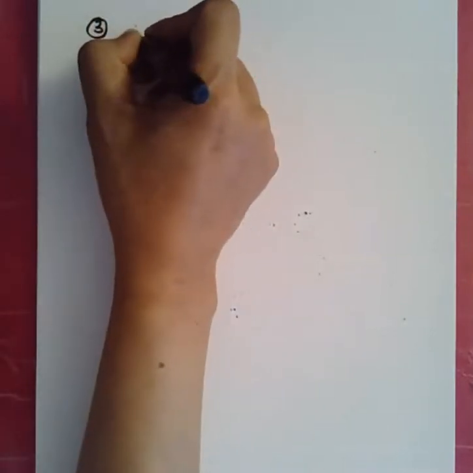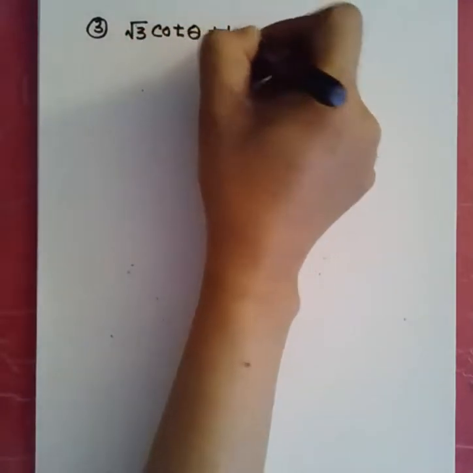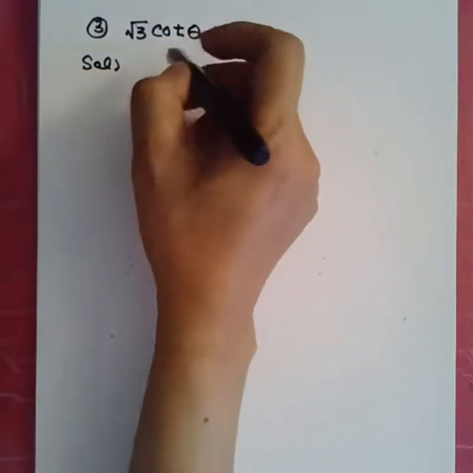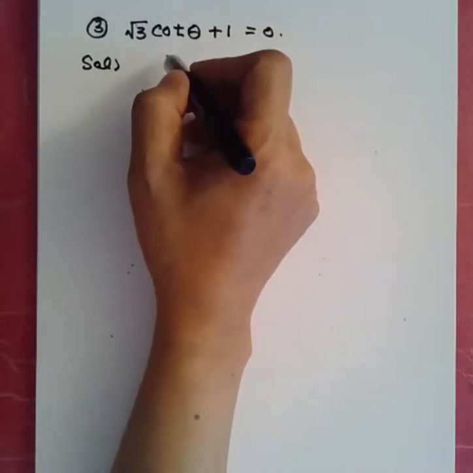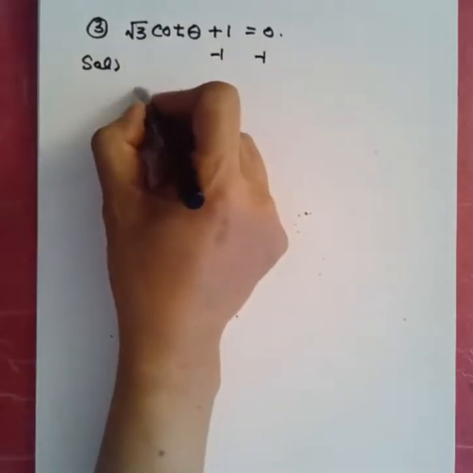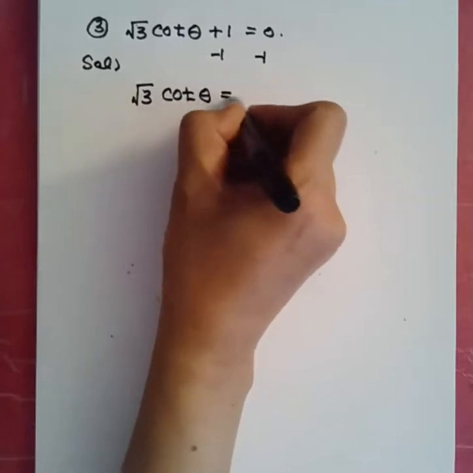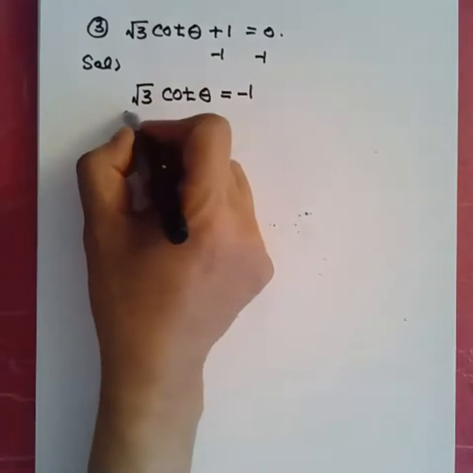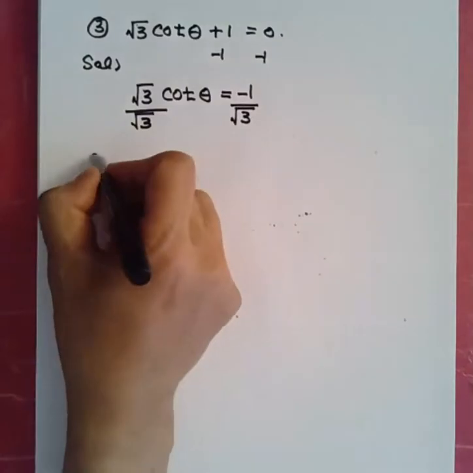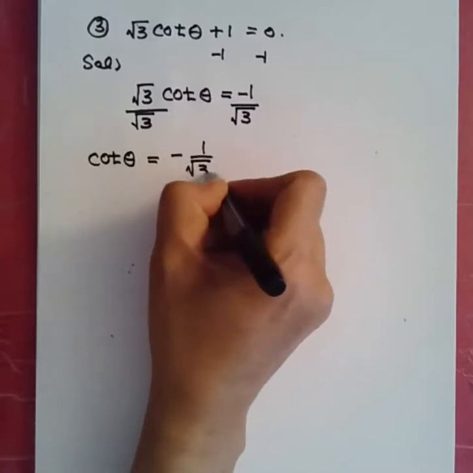Next question is about square root of 3 cotangent of theta plus 1 equals 0. Let's solve for cotangent of theta. To do that, we will subtract 1 on both sides. Then we get square root of 3 cotangent of theta equals minus 1. And then we divide by square root of 3 on both sides. So cotangent of theta equals minus 1 over square root of 3.